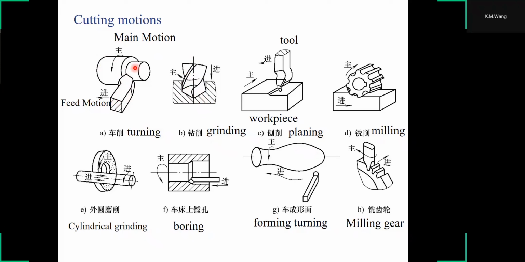This process is most important for this class. This is the turning process. All of the knowledge in the next study is based on the turning process. You must understand this process. This is the workpiece. The speed of the workpiece is faster. We can see the video to understand this process, okay?